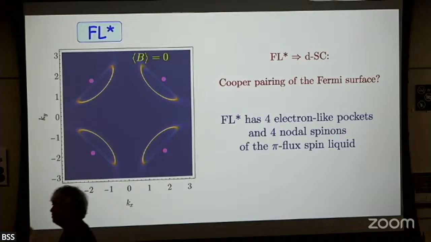So it's coming from the remnant of the large Fermi surface, and that gives you a large VF. On the other hand, V delta is determined by the B condensate.